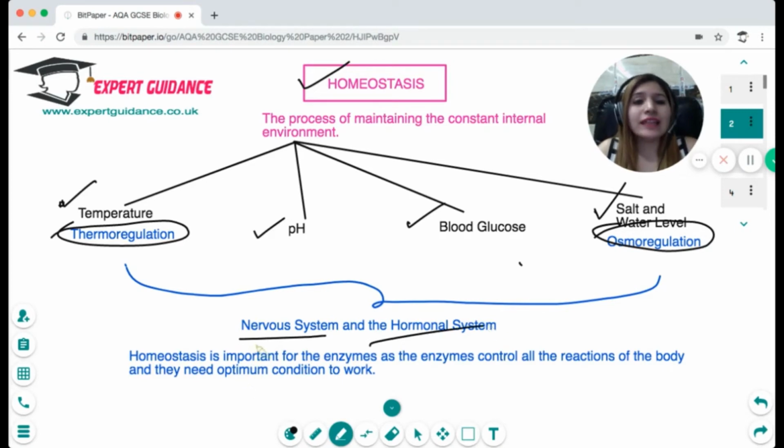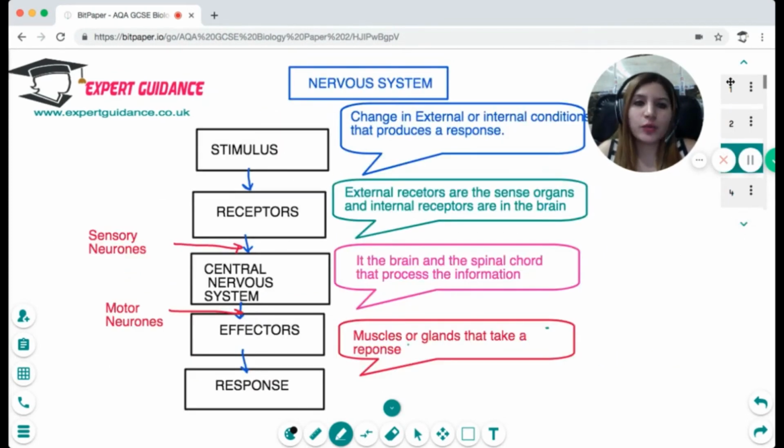Now, why is this constant internal environment important? This constant internal environment or homeostasis is important for the enzymes, as it is the enzymes which are controlling all the reactions and metabolism of the body, and they need optimum conditions to work. If the temperature increases or the pH level increases, it can change the activity of the enzyme and it can affect your body reactions. So it is very important to maintain the homeostasis.